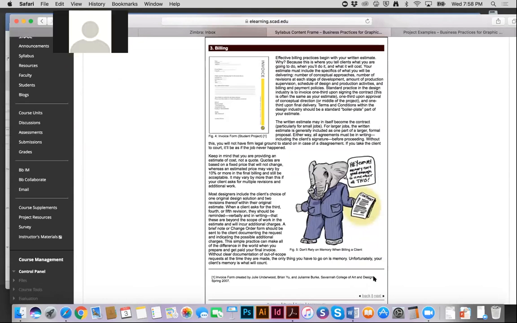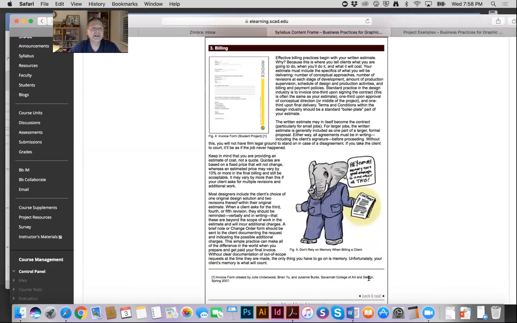What is the difference between an estimate and a quote? An estimate is, I guess, the list of, is it the actual list of services that would be provided? Versus the actual price of those services.